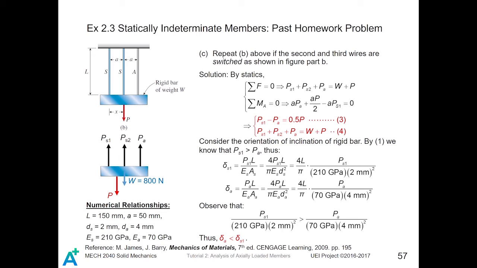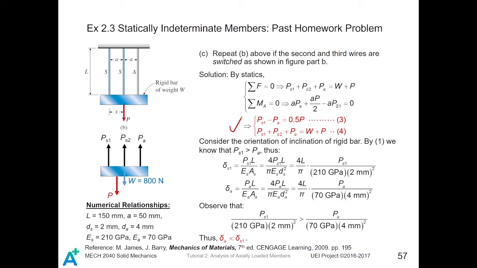While it is rather similar, by using statics, we obtain a system of equations. However, in this problem, we are not that sure about the orientation of this rigid bar. I'm not sure whether the rigid bar is inclined like this or like this. It is not that intuitive, so we have to do some reasoning on it. To do this, we consider the change of length formula for S1 and A. For S1, still we use the PL over AE equation. We put the values inside, we take the common factor out, and we compare their denominators.